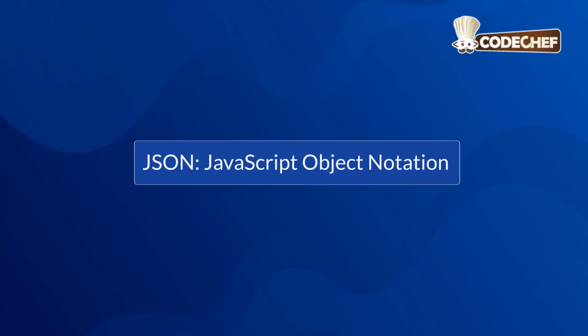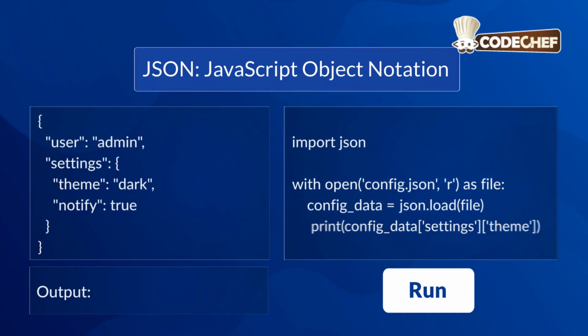Next is JSON. If CSV is a spreadsheet, JSON is a Python dictionary. It's the standard for web APIs and config files because it can store more complex, nested data using key-value pairs. Python's JSON module is your tool here. You use json.load to read a JSON file and instantly convert it into a Python dictionary. To save a dictionary to a file, you use json.dump.